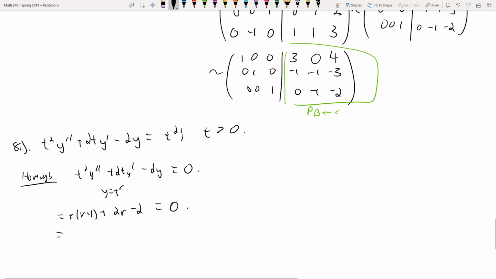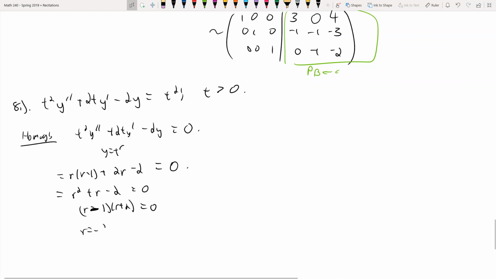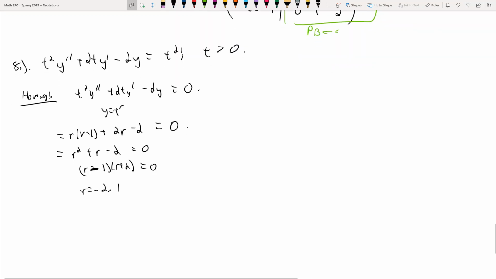Okay, and so what is this? This is r squared plus r minus 2 is equal to 0. So r minus 1, r plus 2 is equal to 0, and r is equal to negative 2 and positive 1. So your homogeneous solution is c1 t to the negative 2, and then plus c2 times just t.